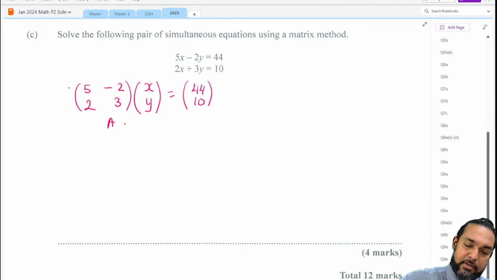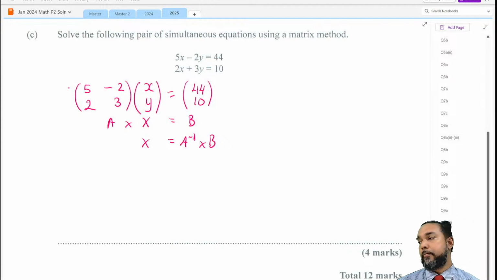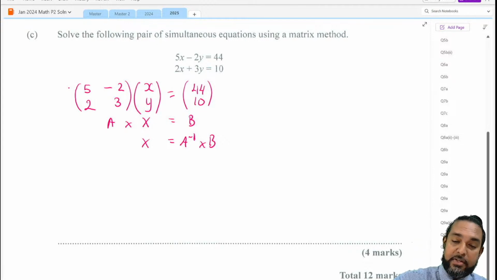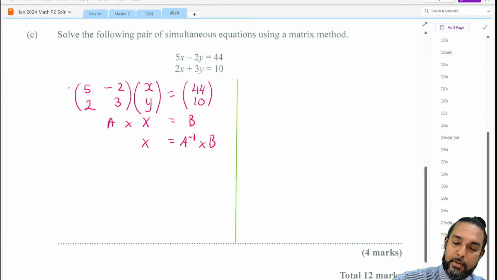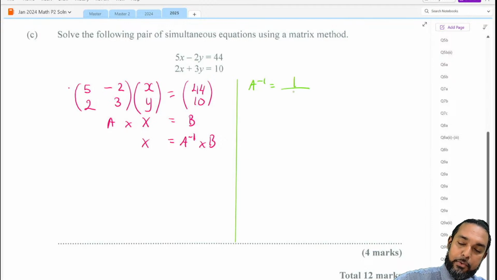So you have matrix A, multiplied by matrix X, is equal to matrix B. Long story short, to solve for X, what we have to do is multiply A inverse by B. So the question now becomes, how do we find A inverse? Well, A inverse is equal to 1 over the determinant of A, multiplied by A adjoint. Anybody remember how to find a determinant?